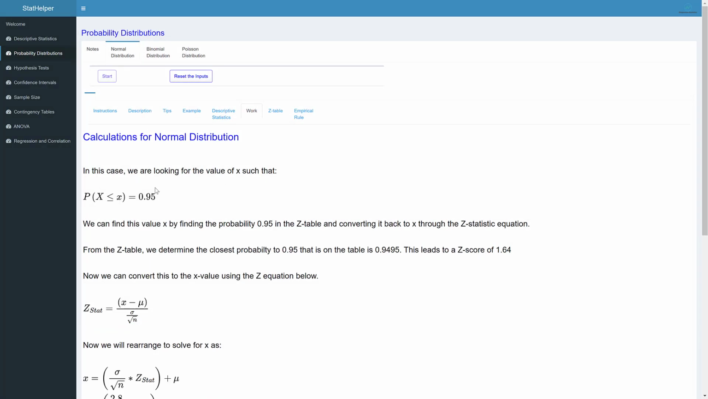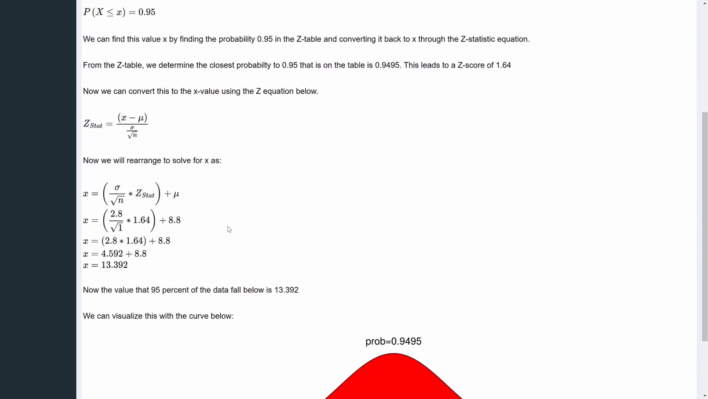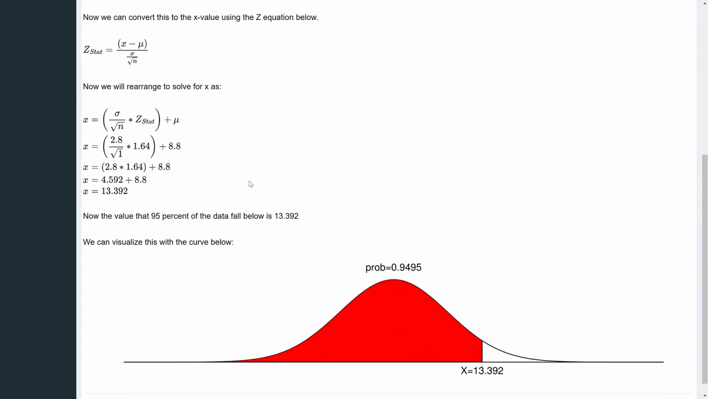Now again, in this case, we're looking for the value of x so that this equation equals 0.95. Okay. If you start to look through this, you'll see what we did here in terms of the solutions. And what we basically find is the value that 95% of the data fall below is 13.392. Okay. So this is the answer for part D.